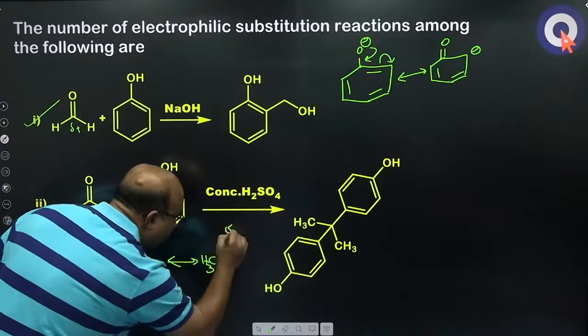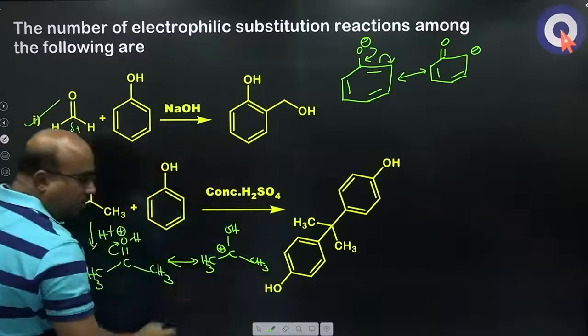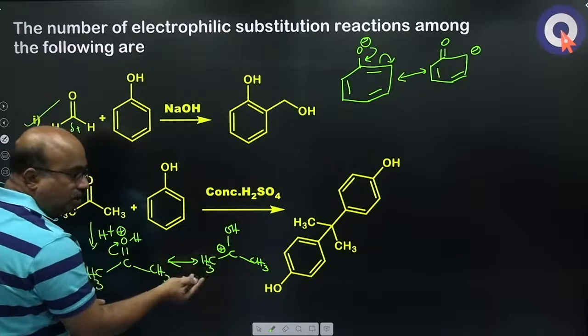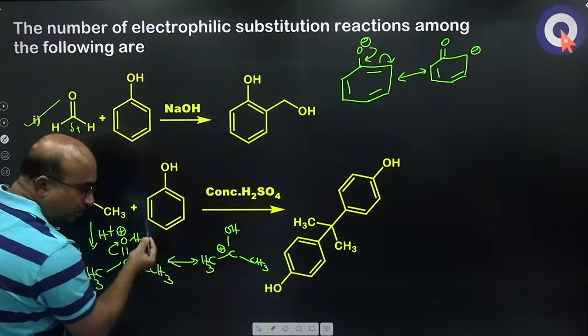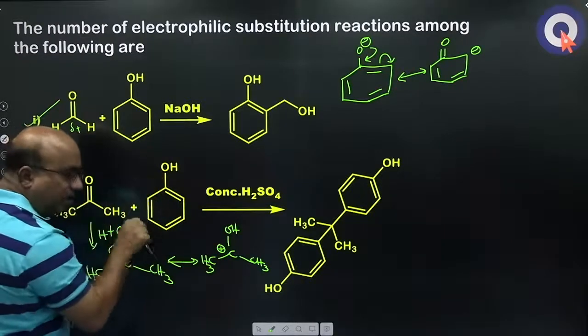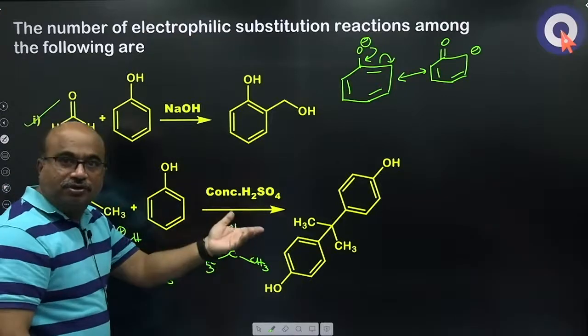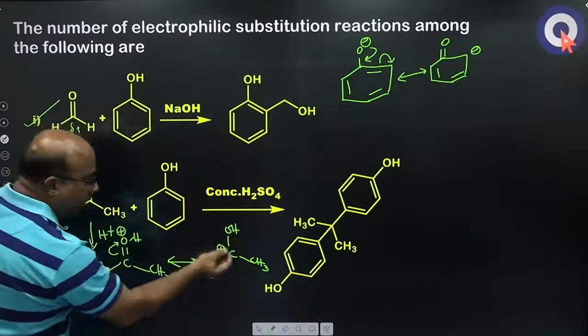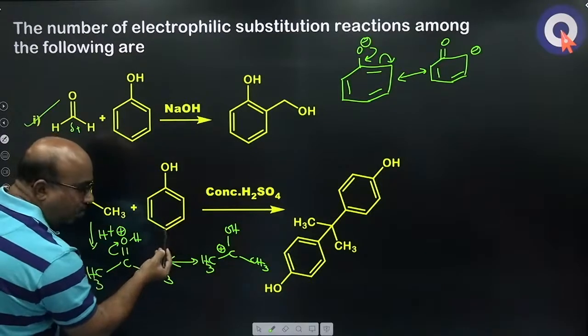So COH plus and CH3. But this carbon with a positive charge is an electrophile, and it can react at this benzene ring. So phenol is there, the activating group is there, we have an electrophile, so electrophilic substitution can happen. But this is bulky, it can't react at the ortho position, it reacts mainly at the para position.